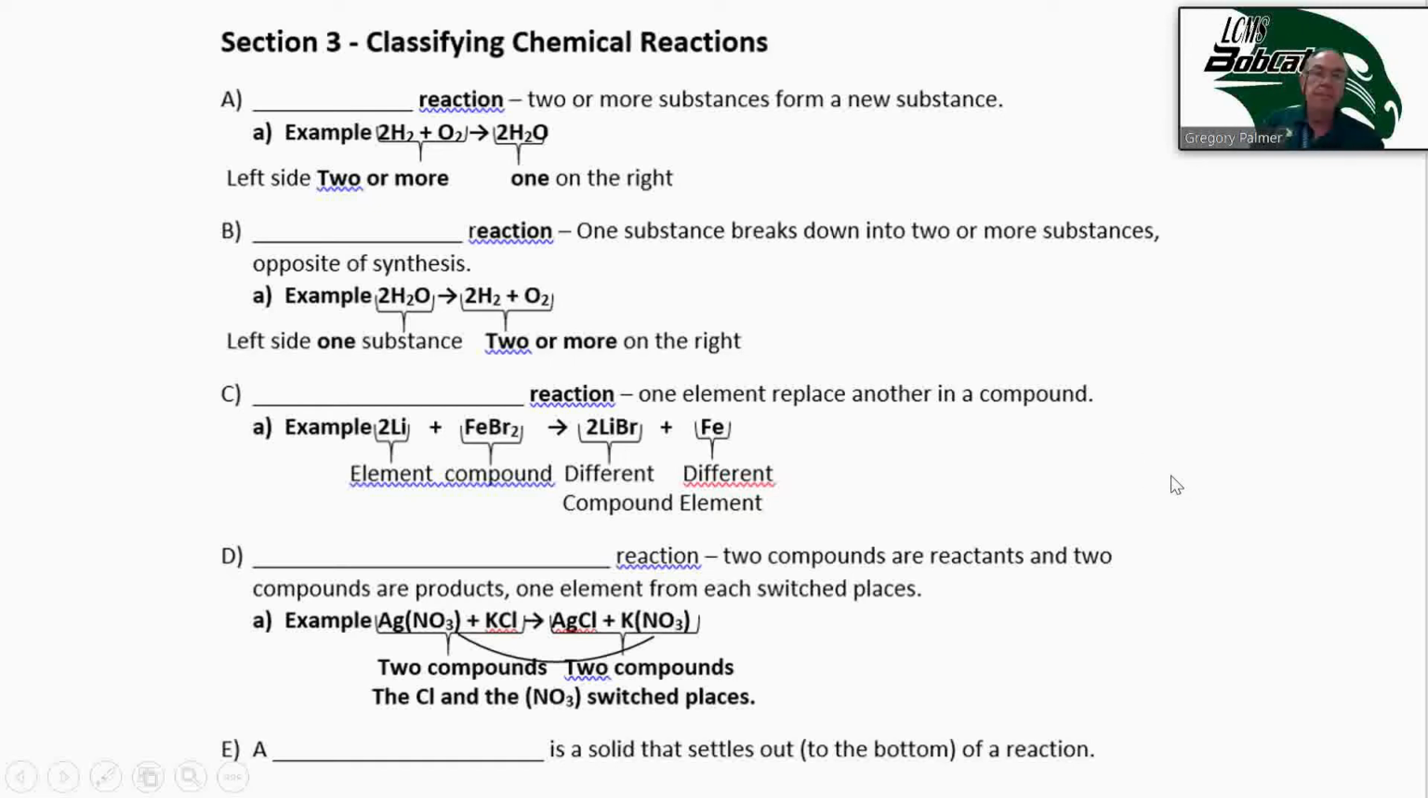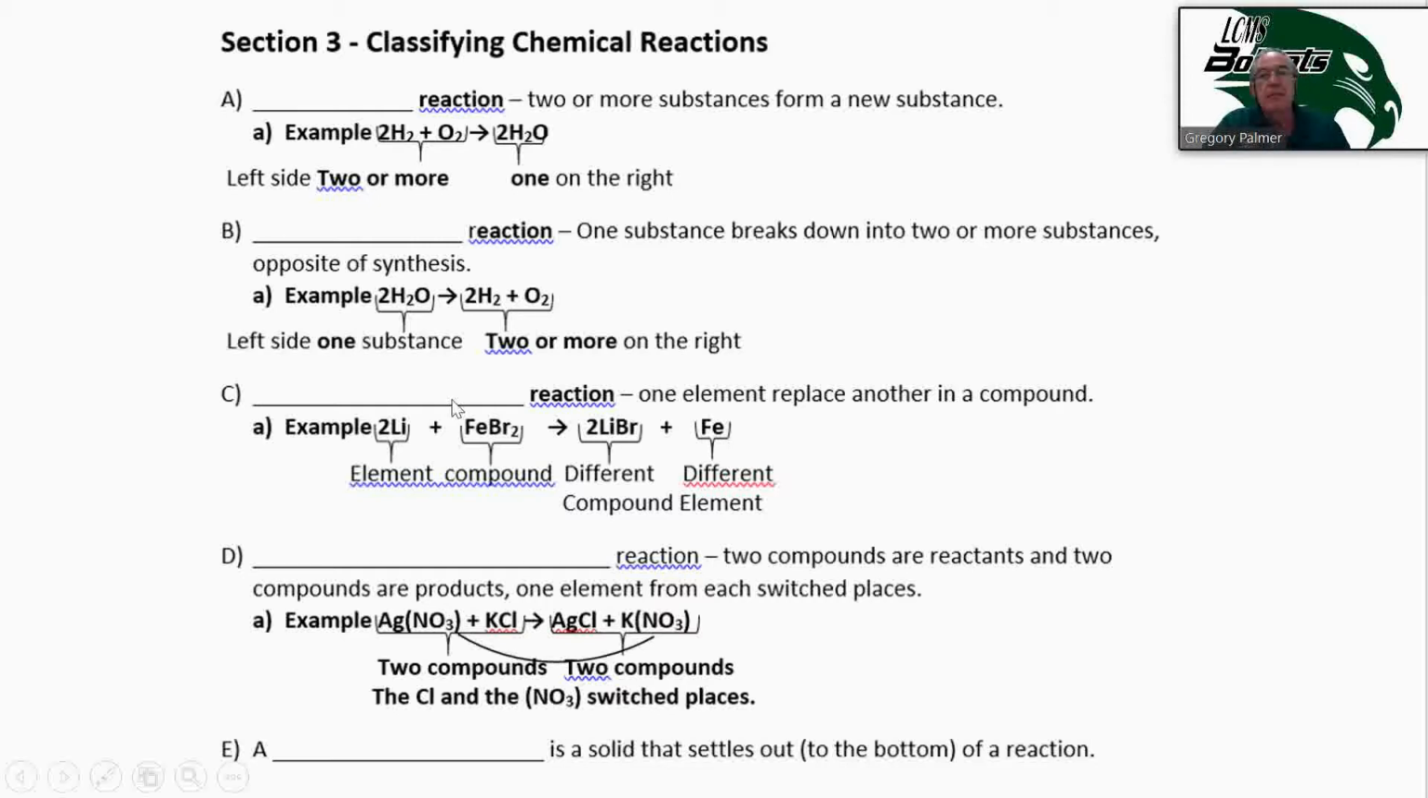Okay, welcome back. This is the last part of this unit. We're kind of wrapping things up. This unit hasn't been as long or as intense as the other ones. And these different kinds of reactions are classified by what happens to the reactants and what happens to the products.